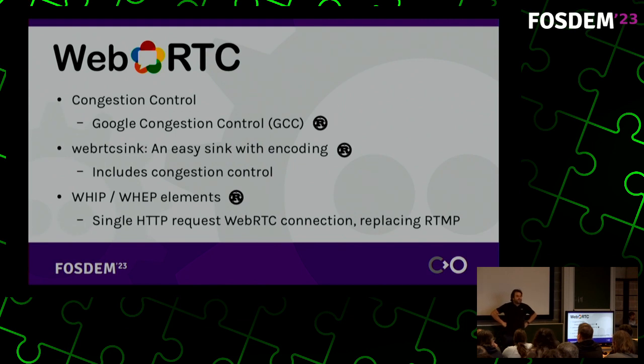We also have WHIP and WHEP. So these are also written in Rust. WHIP and WHEP are a way to replace RTMP, but based on WebRTC. So it's a single HTTP request way to set up a WebRTC stream. It's mostly meant to stream to and from a server. So it's really a replacement for RTMP for low latency video transmission.